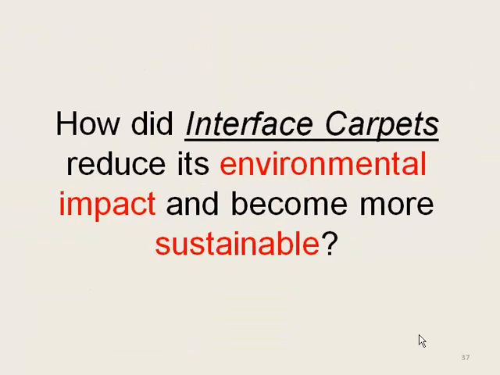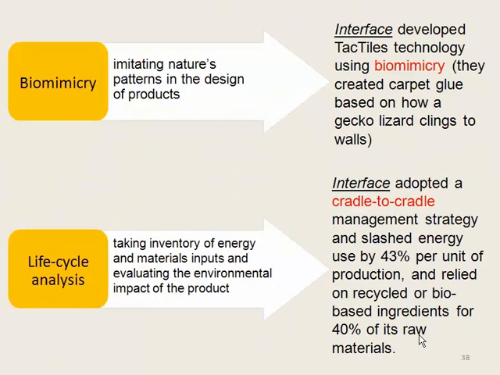So let's return to our case study of Interface Carpets and examine how they reduced their environmental impact and achieved a more sustainable business practice. They looked at two different ways to do that. First, they examined the product line they had and tried to find ways to reduce its impact. They used biomimicry, which, if you'll recall, is the practice of imitating a natural design or a natural pattern in the design of products. Interface Carpet developed what they refer to as TacTiles.